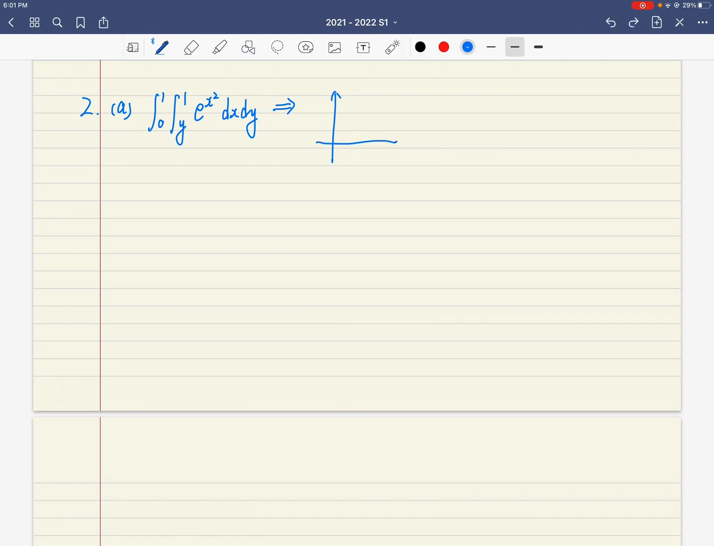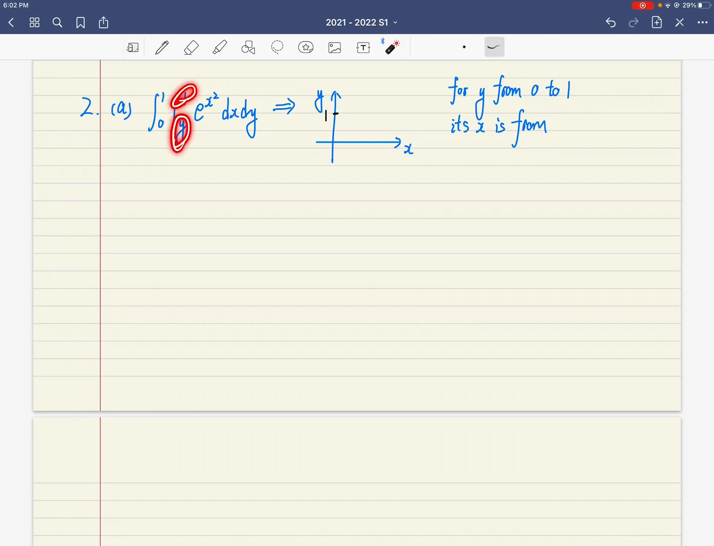We can draw it. It's x, y. It's always reading from outside to inside. So outside, it's for y from 0 to 1. And what about x? Its x is from y to 1.